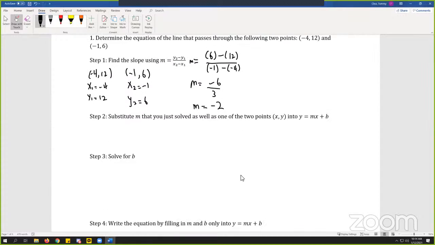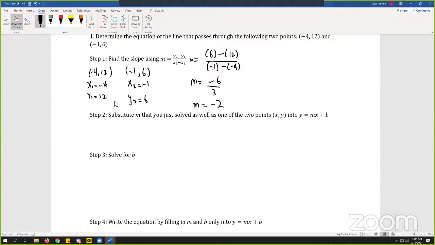So step 1, we find the slope. Step 2, we're going to substitute that as well as one of the 2 points into y equals mx plus b. So we're going to sub in m equals negative 2, and let's sub in one of these 2 points. We'll work with the smaller numbers, so negative 1, 6. It doesn't matter which point you plug in. You just have to pick one of them. So once we have that, we can plug it into my equation. So that's negative 1 is equal to negative 2 bracket negative 1. Sorry, that's wrong. 6 equals negative 2 bracket negative 1 plus b.